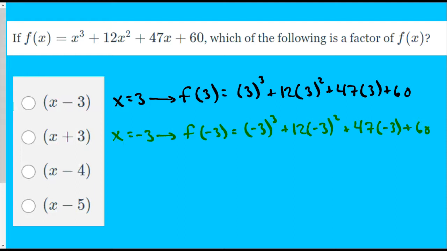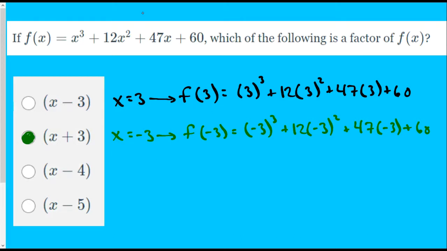Who knows? So I'm going to grab my calculator and do negative 3 in parentheses cubed plus 12 times negative 3 in parentheses squared plus 47 times negative 3 in parentheses, and then plus 60. I hit enter and, ooh, I do get 0. So this one works out, and I'm going to go ahead and pick that one.